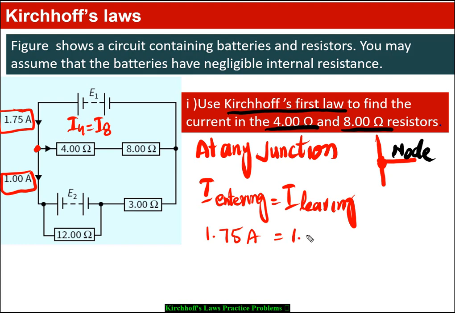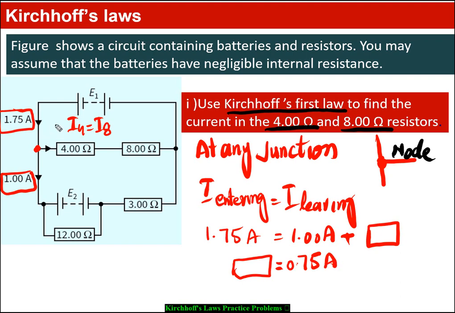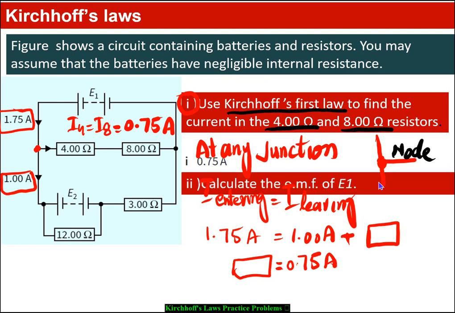So we have 1.00 amps plus some other current leaving. If we solve for the missing current, that will be 0.75 amps. So I4 and I8 are equal to 0.75 amps. This is our answer for part 1. This is how simply we can answer. Now let's move on to the next one.